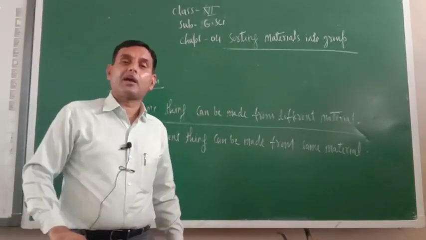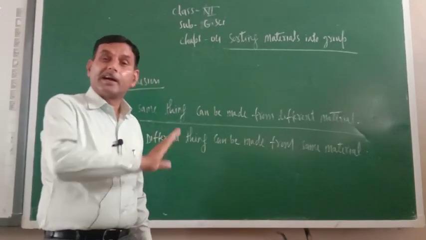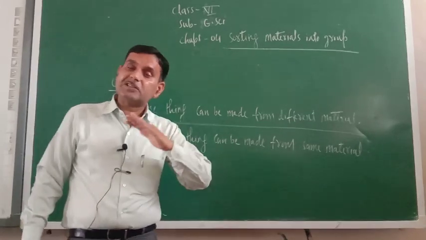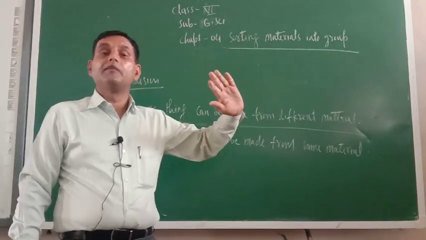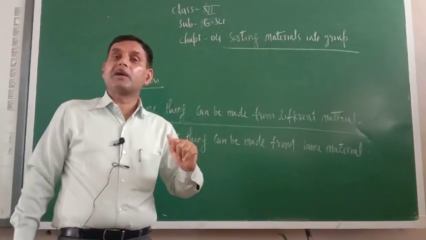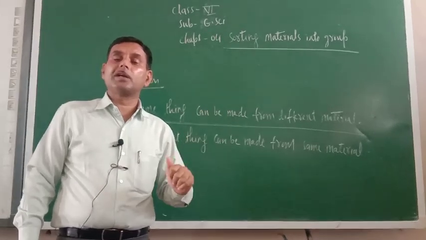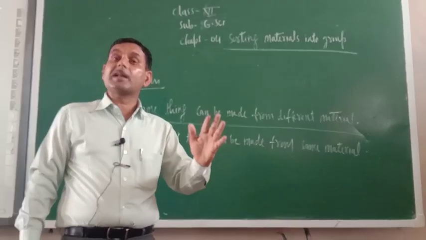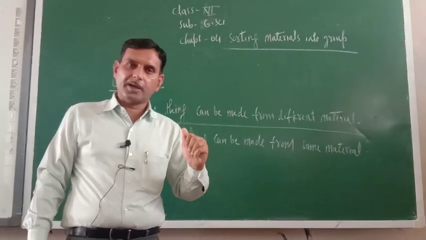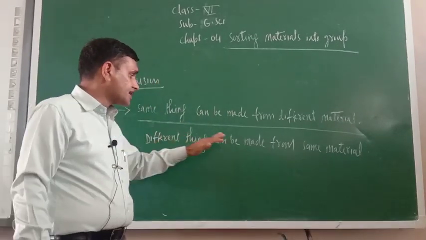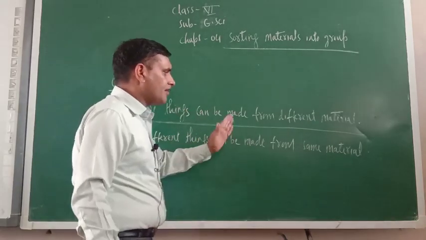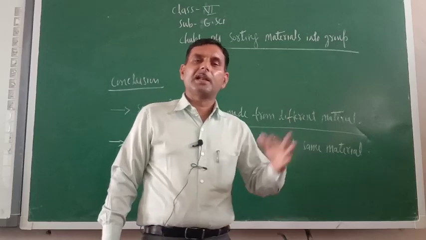The same calcium carbonate, just see, granite, have you heard or not? Sangmarmar, that is the material which is used for flooring buildings. So that is also made up of calcium carbonate only. So this chalk is used for writing, but that is used for the construction of buildings. Okay, so different things can be made from the same material, like wood.